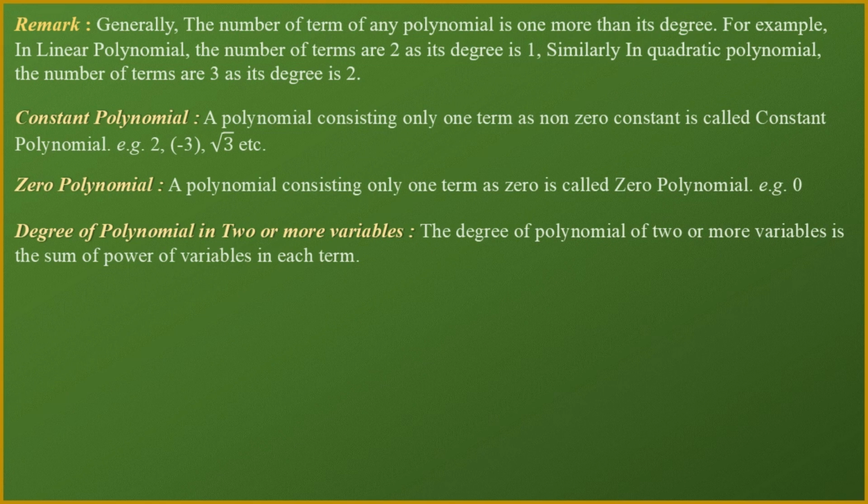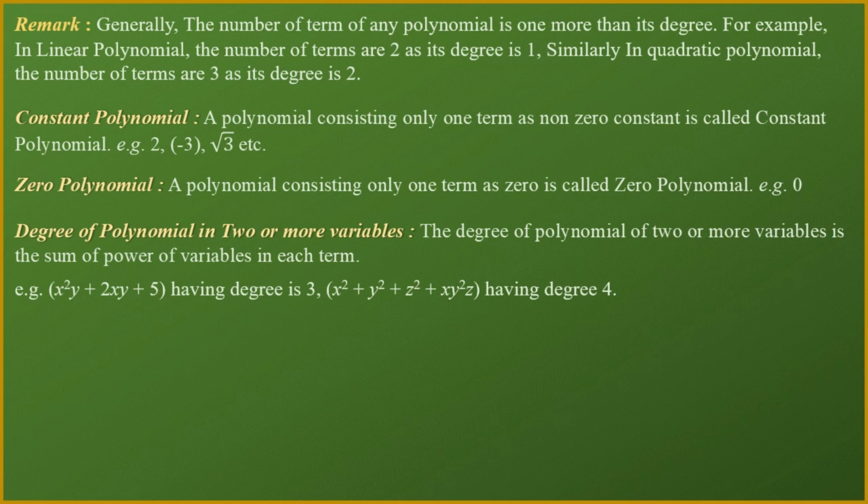How to find out the degree? Let us see the example of this. The example is given here: x square into y plus 2xy plus 5. Observe the first term, x square into y. So what is the power of x here? Power of x is 2 and power of y is 1.